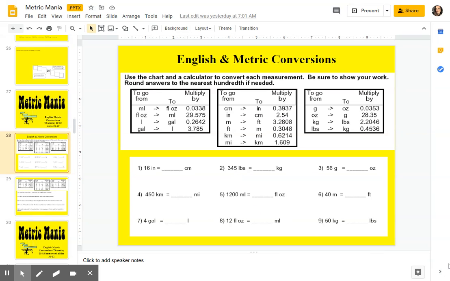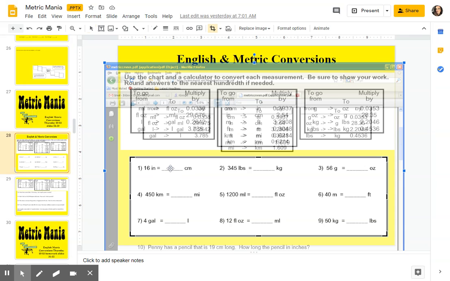So what you're going to do is gather up your calculator. Let me pull this over to where we can see it. So on our calculator, we have 16 inches, and we're going to multiply it by 2.54 to equal 40.64 centimeters.